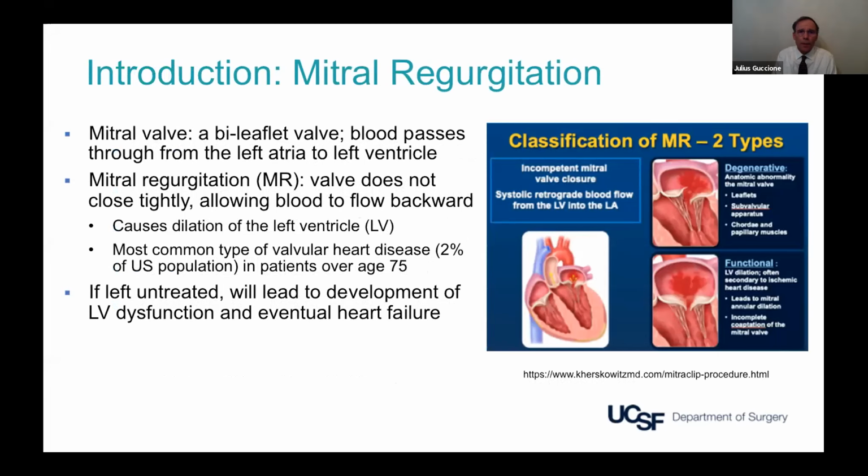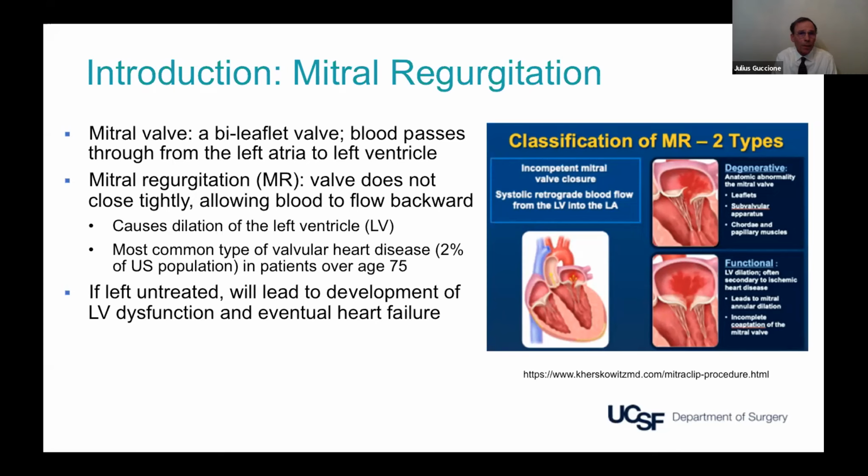So there are basically 2 types or classifications of mitral regurgitation. There's degenerative and functional. Degenerative could be mitral valve prolapse, where you could have a chordae rupture. So there's something abnormal about the valve. In functional mitral regurgitation, there's really nothing wrong with the valve, but you have backward flow, which I'll show in the next 2 slides, some movies of mitral regurgitation, due to changes in the left ventricle.